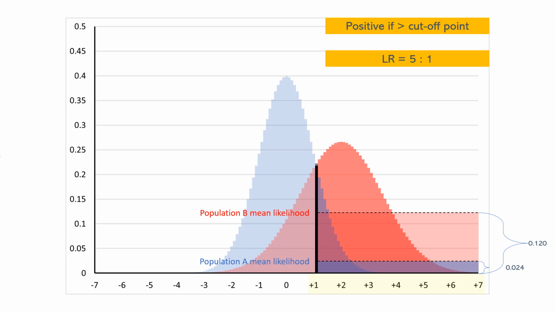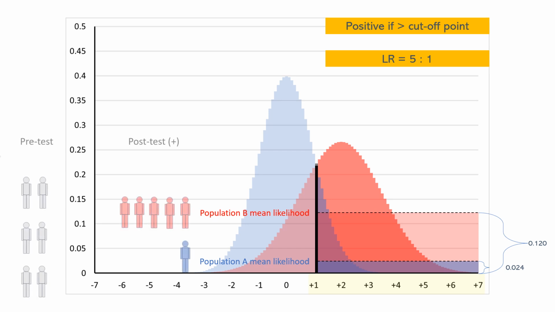Say, on average, in the specified interval ranging from 1 to 7, the likelihood of population A equals 0.024, while the likelihood of population B equals 0.120. The likelihood ratio will then be 5 to 1. So, for each 6 persons randomly chosen from population A and population B to be tested, we can expect 5 belonging to population B, and 1 belonging to population A.